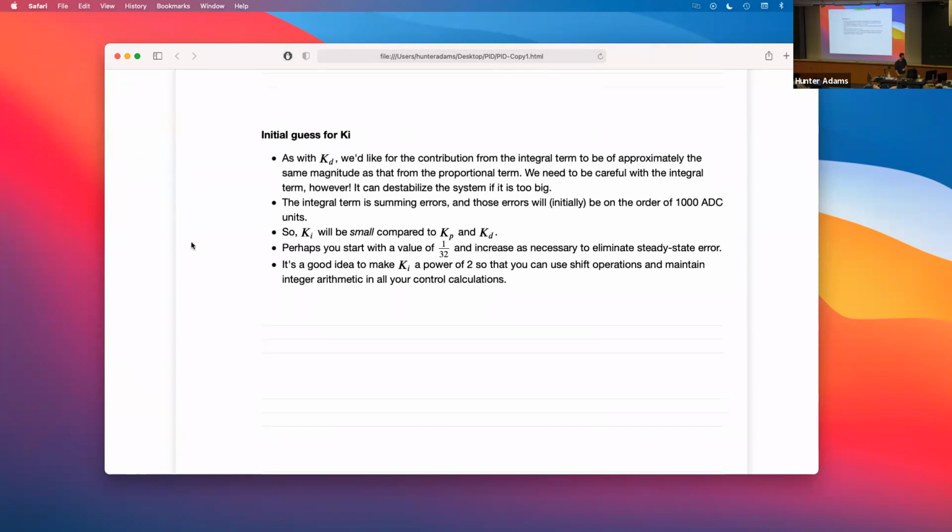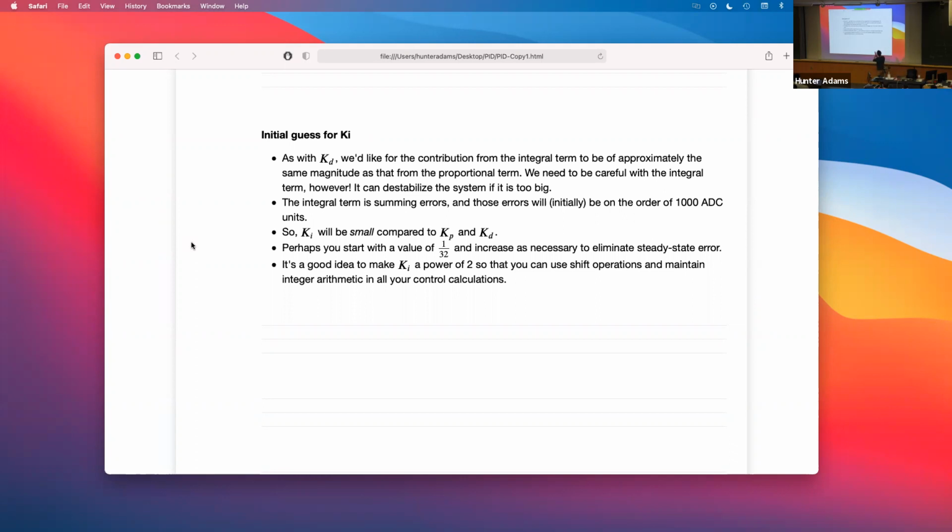So let's think about this integral term. Again, we want its contribution to be non-negligible as compared to the contributions of the other terms. The integral term is scaling the sum of the error over time. We're measuring the error, and that error for the proportional term was on the order of hundreds of ADC units, maybe up to 1,000 ADC units. The integral term is summing lots of those. So it is scaling a value that's quite large as compared to the value that the proportional term is scaling, and very large as compared to the value that the derivative term is scaling. So we're going to make the gain for this comparatively small.